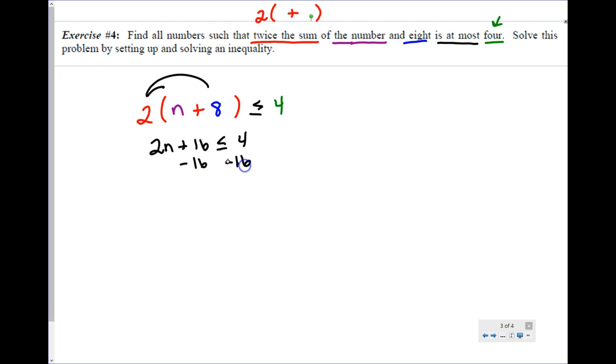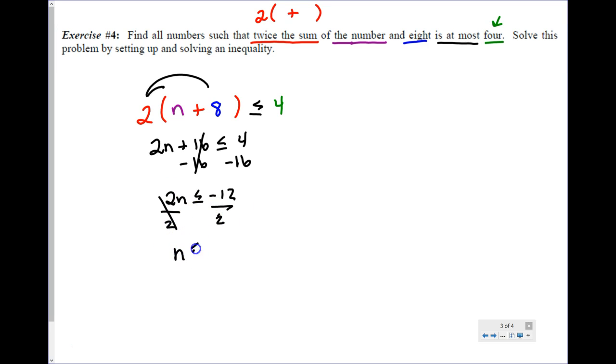Now we subtract 16 from both sides and get 2n is less than or equal to 4 minus 16, which is negative 12. Divide both sides by 2, and I get n is less than or equal to negative 6.